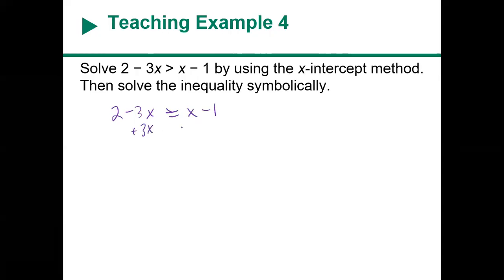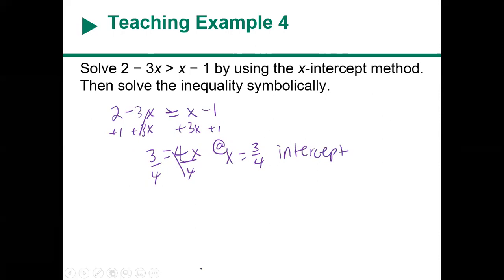So I'm going to add 3x, add 3x, add 1, add 1. Cancels, I get 3 equals 4x, divide by 4, divide by 4. So I know that x equals 3/4. This is where they intercept. So at x equals 3/4 is where I'm going to intercept.